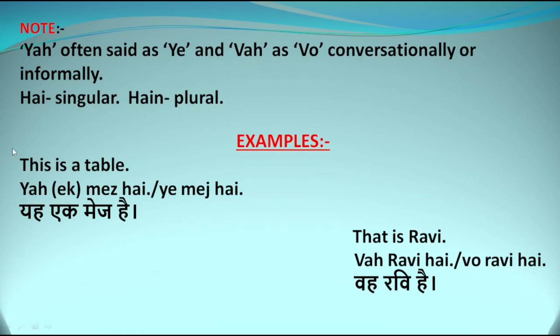This is a table. SOV: subject, object, verb, as I told you earlier. So this is the subject here. This means यह, as I told you, or conversationally यह can be said as ये. So, this is a table.